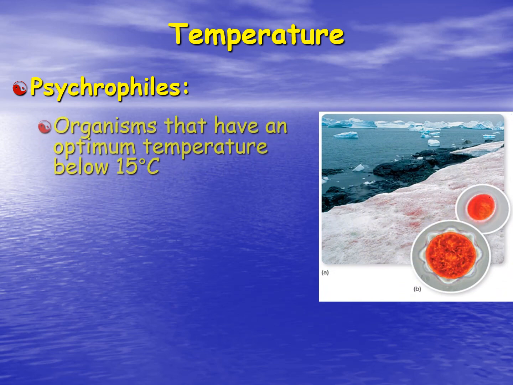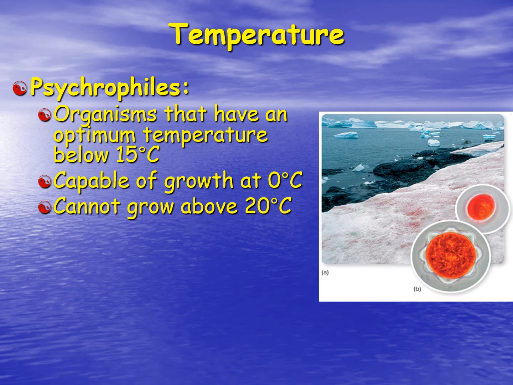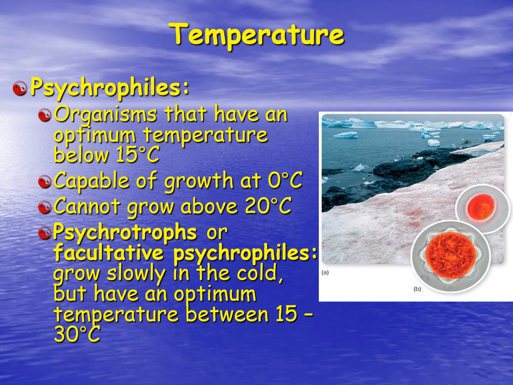So psychrophiles, again, typically have an optimum temperature below 15 degrees Celsius, and they can survive even in polar ice caps. So they are capable of growth at the freezing mark at 0 degrees. They typically will not grow, in fact are completely killed by temperatures above 20 degrees Celsius. The psychrotrophs or facultative psychrophiles grow slowly in the cold and have that optimum temperature right around room temperature at 25 degrees.